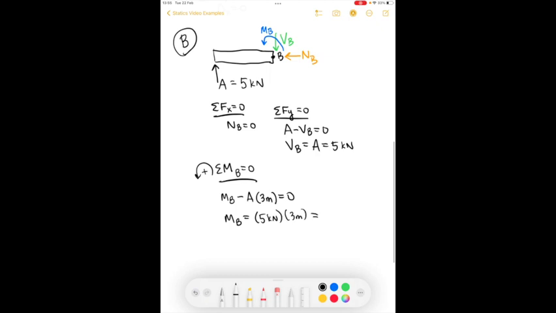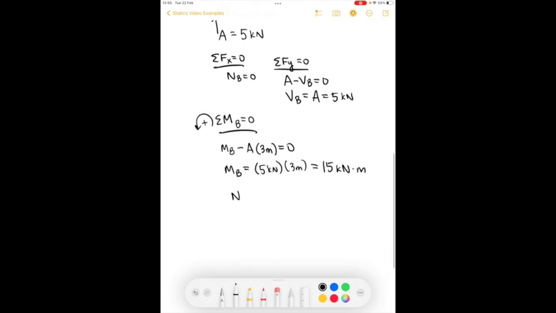We find that the moment about the point B is 5 kilonewton meters. So putting this all together, we find that the normal force at point B is 0. The shear force we'll consider positive because it will rotate the section in a clockwise direction. So it's a positive shear of 5 kilonewtons.